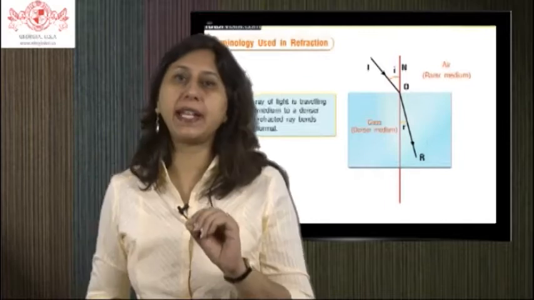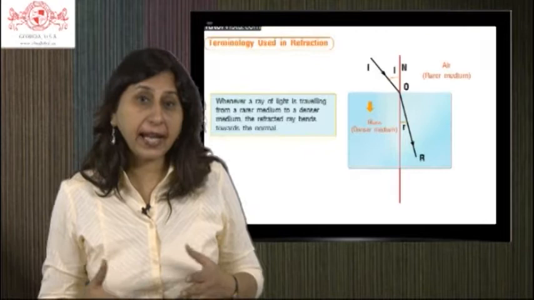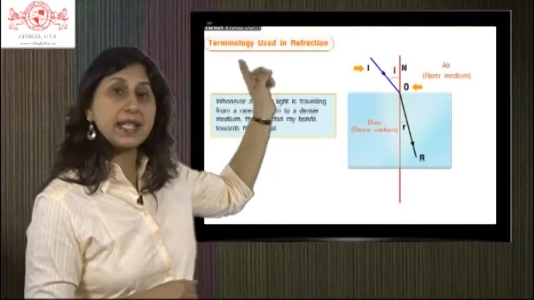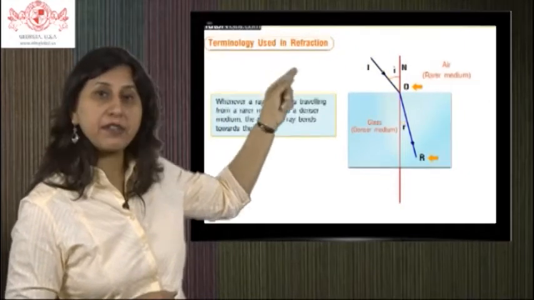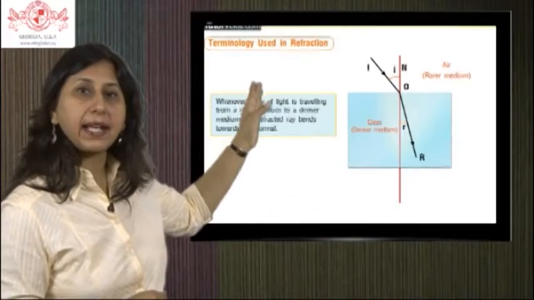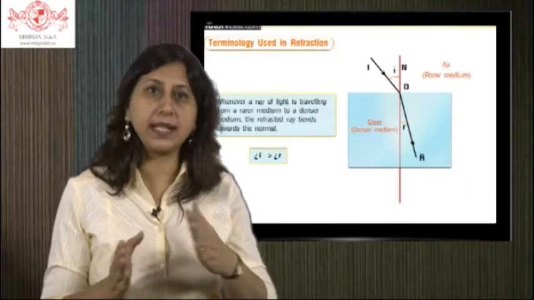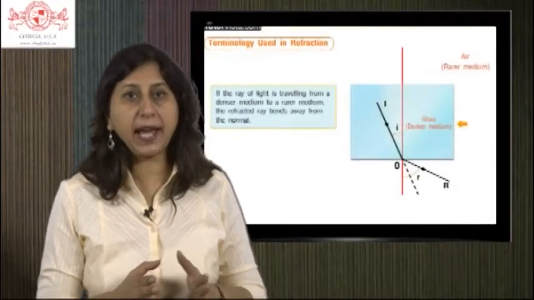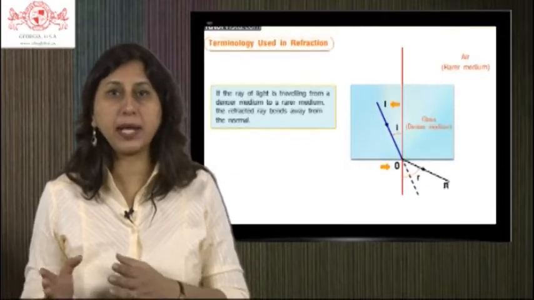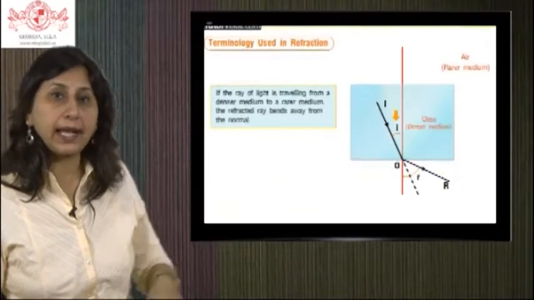Whenever a ray of light is traveling from a rarer medium to a denser medium, the refracted ray bends towards the normal. Here, IO is the incident ray, OR is the refracted ray, I is the angle of incidence and R is the angle of refraction. In this case, angle I is greater than angle R. If the ray of light is traveling from a denser medium to a rarer medium, the refracted ray bends away from the normal. In this case, angle I is smaller than angle R.